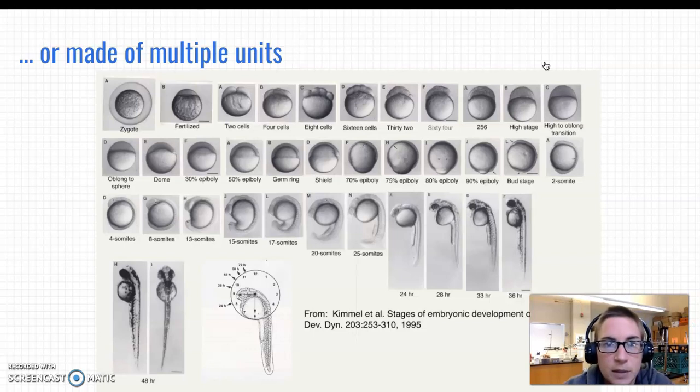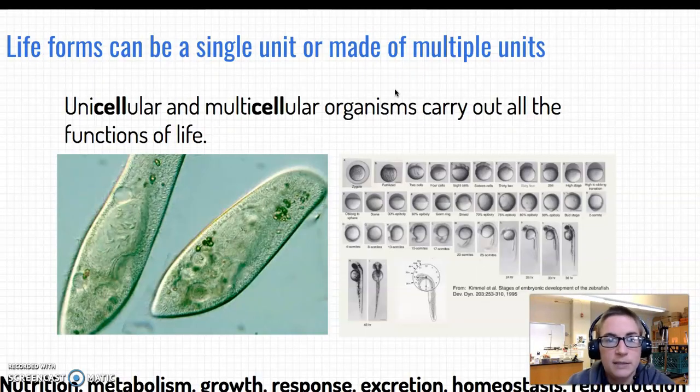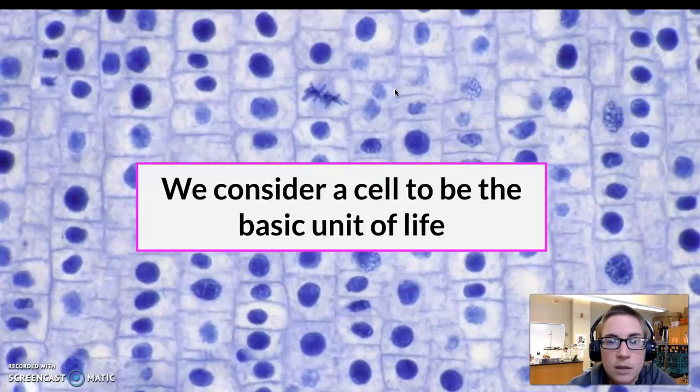And here's an example of an organism with multiple units. So you don't need to know too much about this image, but I thought it was cool because you can see this is a zebrafish. The fertilized egg is just 1 cell, then we have 2 cells, 4 cells, 8 cells, 16, and so on and so on. So the point is that organisms can be unicellular or they can be multicellular, but whether you're unicellular or multicellular, you need to be able to carry out all the functions of life. We consider a cell to be the basic unit of life.